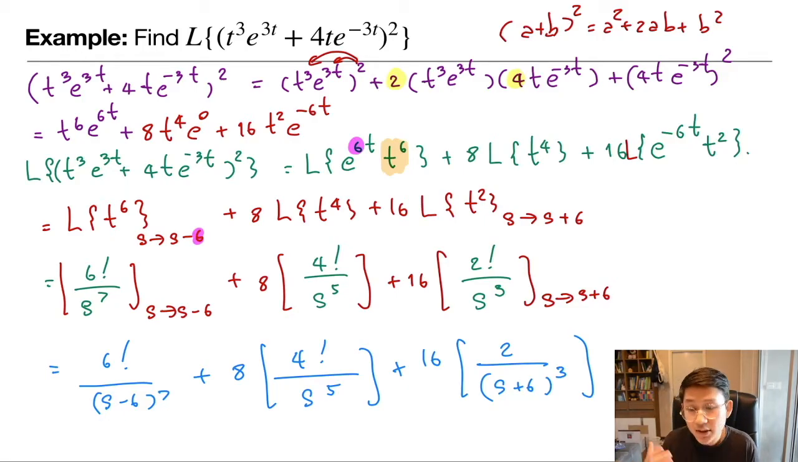The second term is pretty simple. It's straightforward, from the formula. And lastly, for the last term you need to apply the Laplace transform to t squared, and then you shift s to s minus a, which is s minus minus 6. Don't forget, guys, here it is minus 6. So it's gonna be s minus minus 6. So you get this Laplace transform.